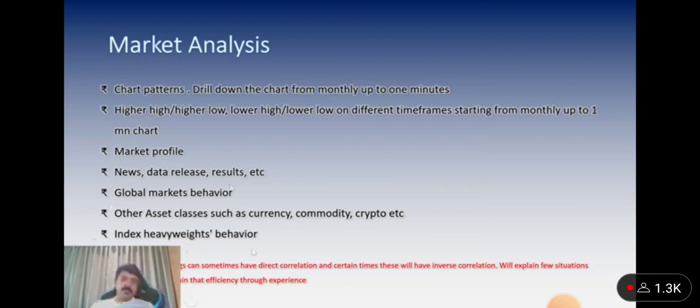Then index heavyweights behavior. So in Bank Nifty, HDFC Bank is holding nearly 30%, ICICI Bank like 21, 22%. Then other banks like Kotak, SBI and Axis maybe approximately 10 plus percent each. IndusInd Bank like 6 percent. And any major news or events on these stocks can impact it.